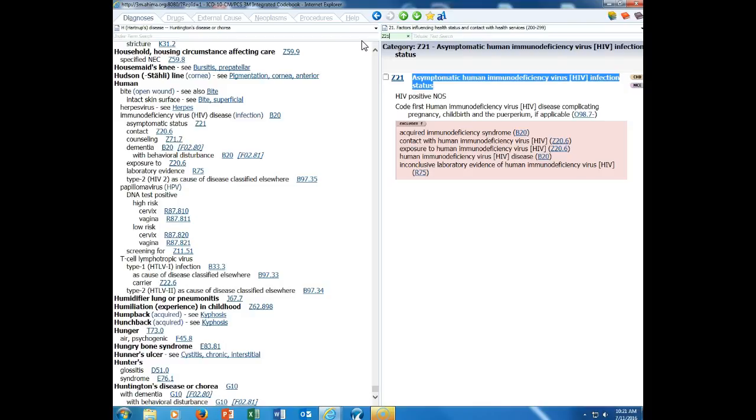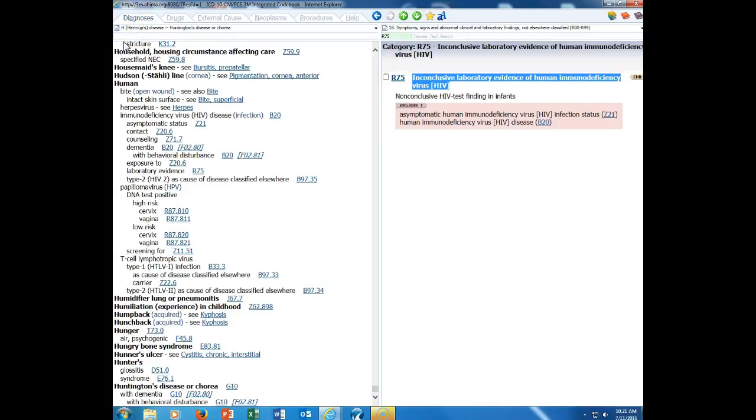There is inconclusive serology, and there is a code for that. R75. And in the index, if we go to human and then immunodeficiency viral status, we should find laboratory evidence, R75. This doesn't say inconclusive laboratory evidence. It says laboratory evidence, R75.